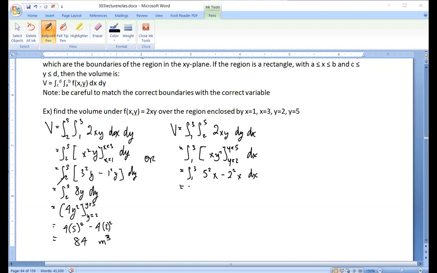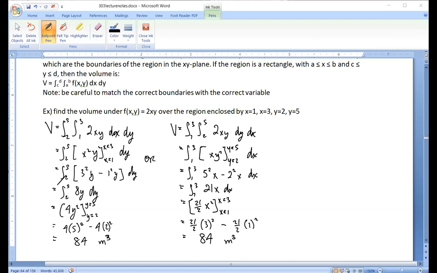And then simplifying, that's just going to be the integral from 1 to 3 of 21x dx. And then integrating, you get 21 over 2 x squared. Plugging in, x goes from 1 to 3. So plugging in 3 like this, then plugging in 1 like this. Work it out, do the arithmetic, and you get 84.